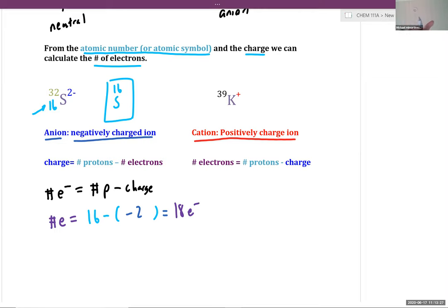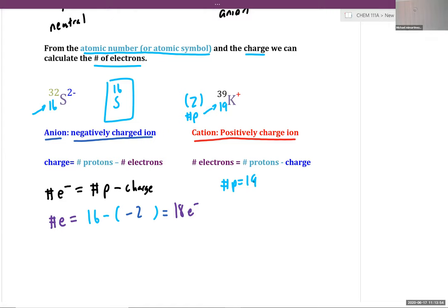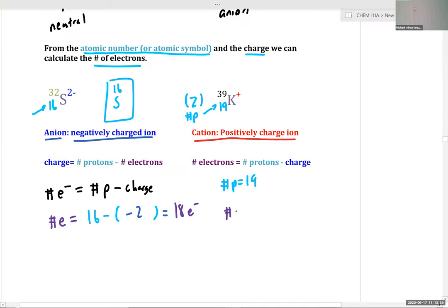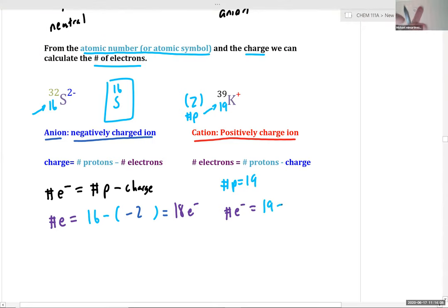Okay, let's do the same thing for potassium. What is the atomic number for potassium? 19, exactly right. So we know that our number of protons is equal to 19, and we can solve for the number of electrons. Our number of electrons is equal to the number of protons, which is 19, minus the charge. What is the charge of potassium in this case? Plus one, right? Okay, that in turn gives us 18 electrons overall.